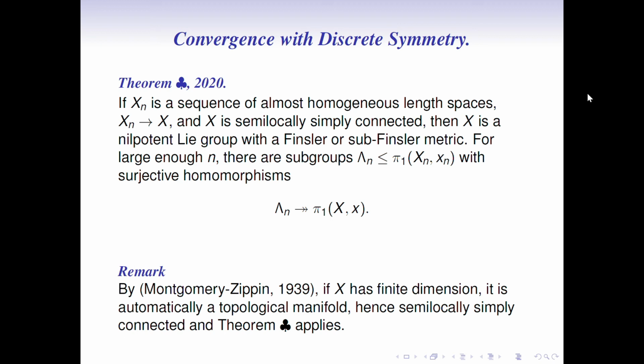One can see that these groups lambda n are in a sandwich between the fundamental group of Xn and the fundamental group of the limit. They are, in some sense, smaller than pi1 of Xn because they are subgroups, and at the same time larger than pi1 of X because they surject there. So in some sense, the lower semicontinuity of the fundamental group still holds for sequences of almost homogeneous spaces even in the non-compact case.